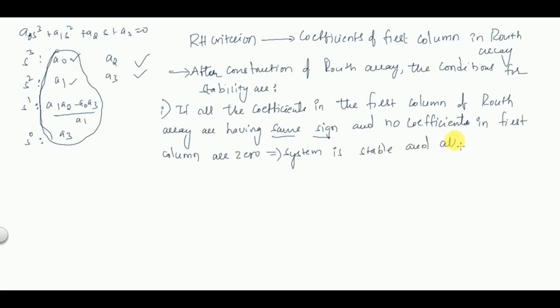And all poles lie in the left half of S-plane. So if these coefficients all have the same sign with non-zero values, then we can say that this system is stable. We know that when the system is stable, all the poles lie in the left half of S-plane. So that is the condition here. All the coefficients must have the same sign, and all should be non-zero terms.